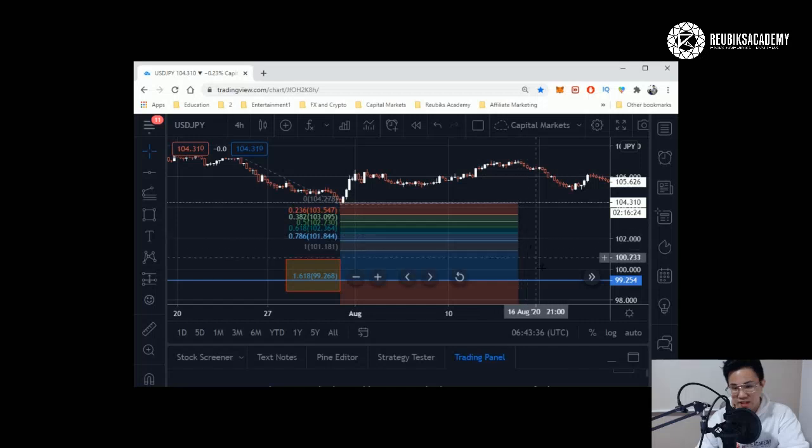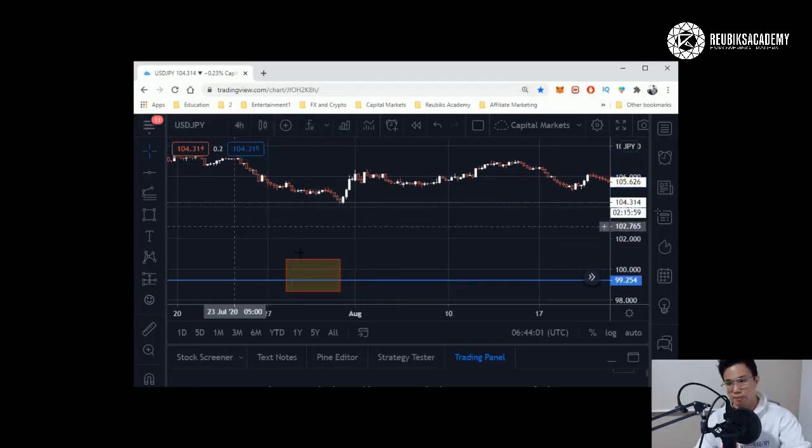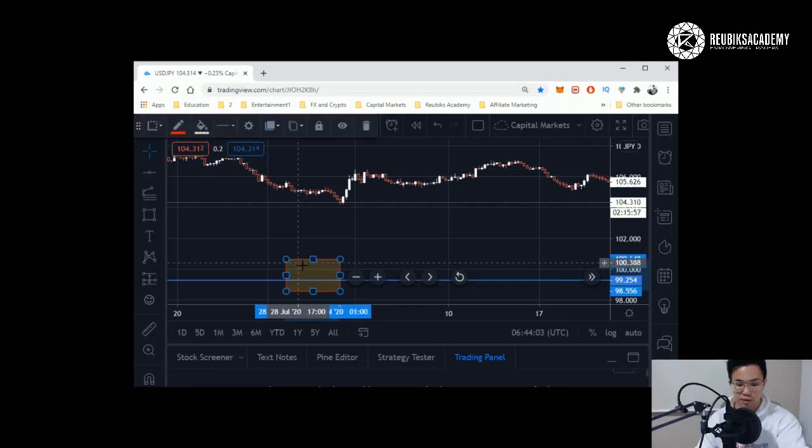The FIB extension is not a crystal ball where you draw it and say, okay, it's going to go down to this level or that. No, you only use the FIB extension after you did your other forms of analysis and you think that the prevailing trend will continue. You just need to know where. The FIB extension is good for finding the where, not the when or the what. Another example. Let's do another example. Let's do an uptrend this time.